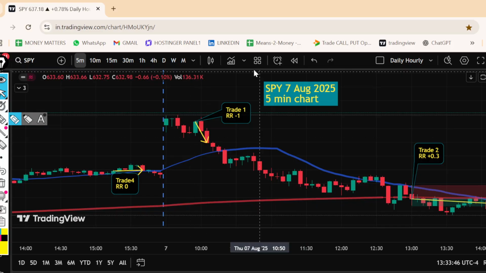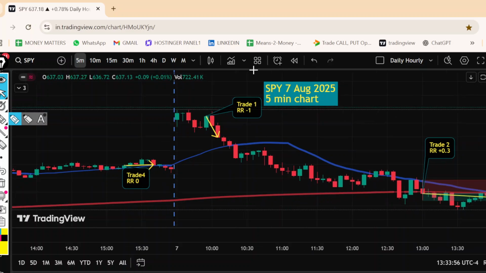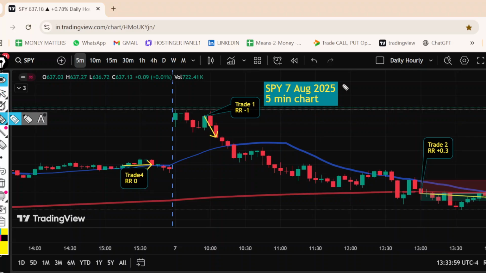Hello friends, hello traders. Today we are going to analyze the SPY chart on a 5 minutes time frame. So first of all, we are going to see the direction of the market.